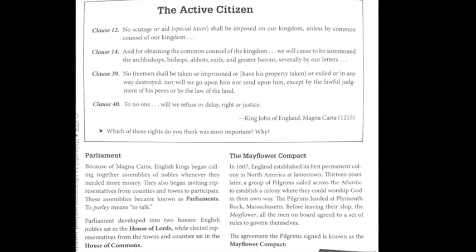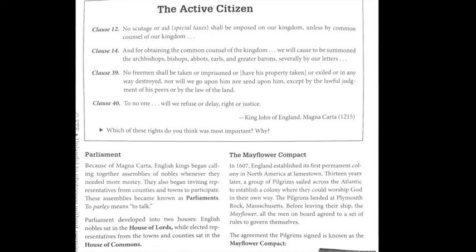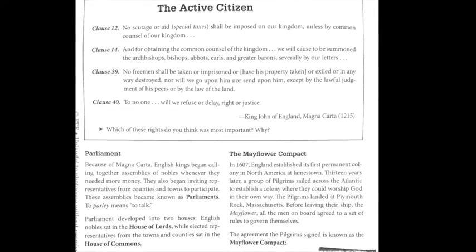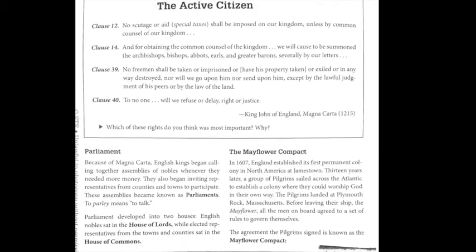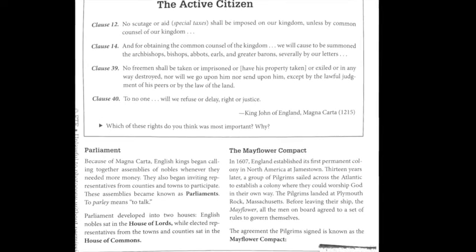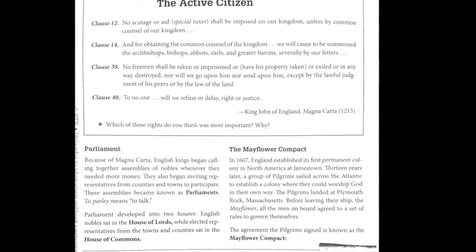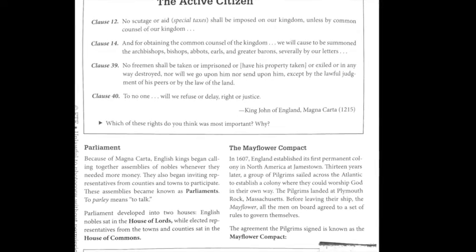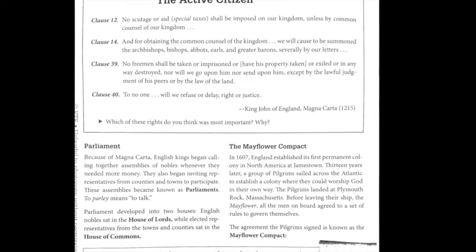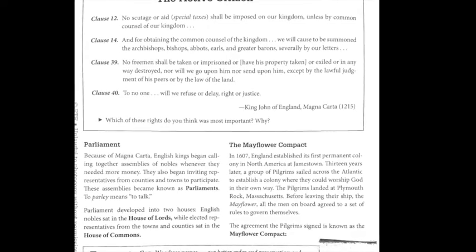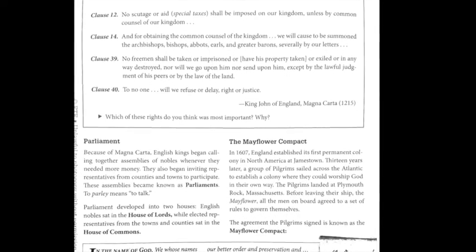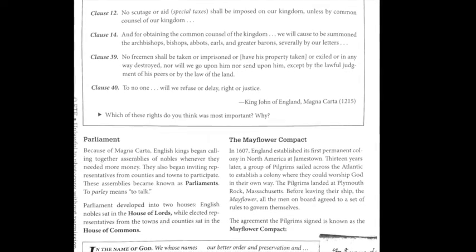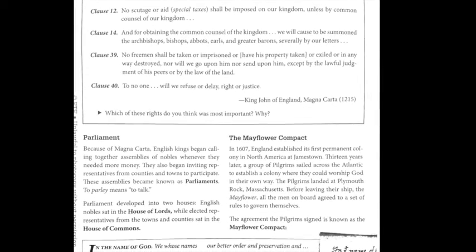Parliament. Because of Magna Carta, English kings began calling together assemblies of nobles whenever they needed money. They also began inviting representatives from counties and towns to participate. These assemblies became known as parliaments. To parley means to talk. Parliament developed into two houses. English nobles sat in the House of Lords, while elected representatives from towns and counties sat in the House of Commons.